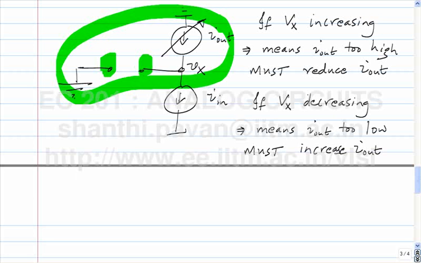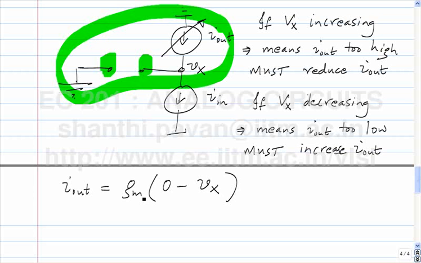In other words, I out must be proportional to, is it 0 minus Vx or Vx minus 0? Why is it 0 minus Vx? If Vx is negative, I out must be positive. If Vx is negative, it means that the I out is too low, so I have to increase I out. So if Vx is negative, I out must be positive. So in other words, I out must be equal to some Gm times 0 minus Vx.